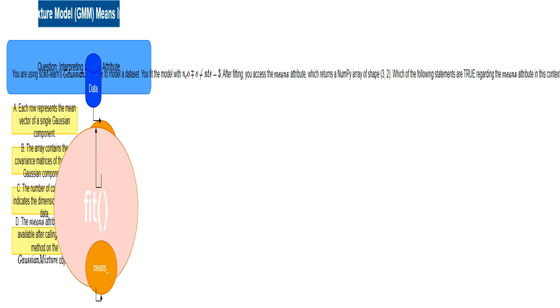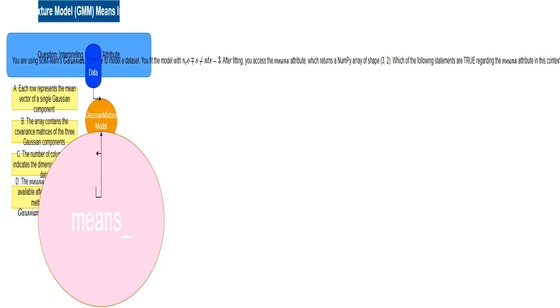After calling fit, the model learns the parameters that best describe the data, like the means and covariances of each Gaussian component. This is the attribute that stores the calculated mean vectors of each Gaussian component. I use it to access those means. These means are only available after the model has been fit to the data. If you try to access it before fitting the data, you'll get an error.